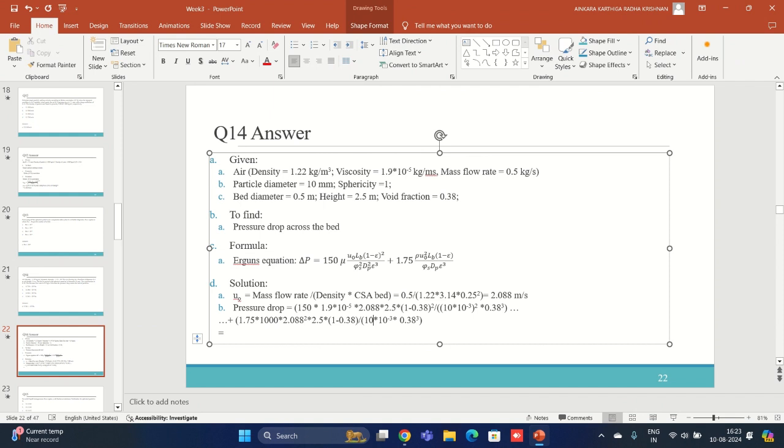And plus 1.75 into 1000 into 2.088 square into 2.5 into 0.62, divided by 10 power minus 2 into 0.38 cube. Again it is not 1000, it is 1.2. Did I do that? No. Okay.